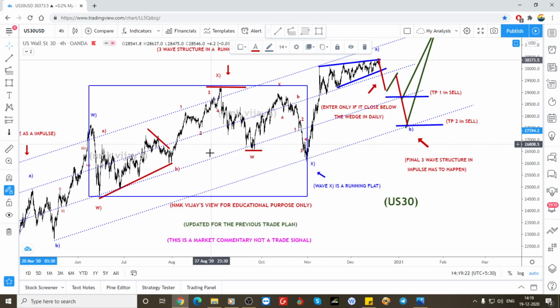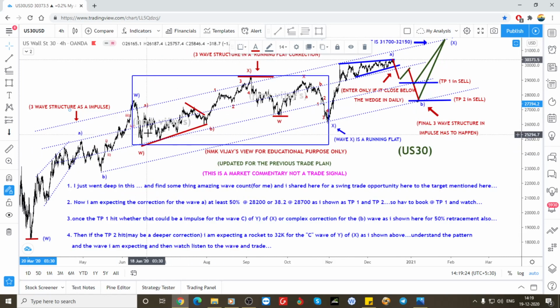So I don't want to enter again and again. As of now, I took this as a three-wave structure. So this is A, this is the B, and this is the C, simply. So everything is a three-wave structure. So this is also 3. So A, and this triangle is the B. 1, 2, 3, 4, 5 is completed.